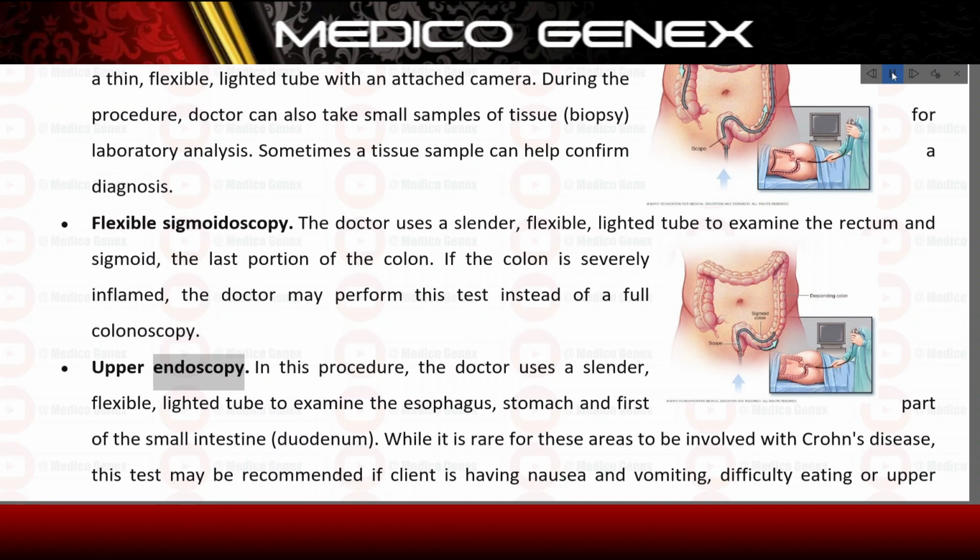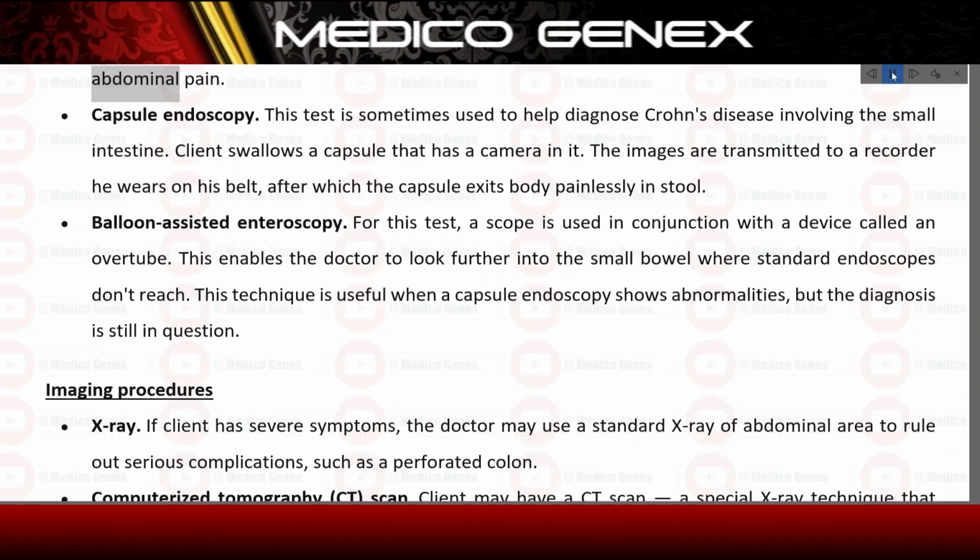Upper endoscopy. In this procedure, the doctor uses a slender, flexible, lighted tube to examine the esophagus, stomach and first part of the small intestine, duodenum. While it is rare for these areas to be involved with Crohn's disease, this test may be recommended if client is having nausea and vomiting, difficulty eating or upper abdominal pain. Capsule endoscopy. This test is sometimes used to help diagnose Crohn's disease involving the small intestine. Client swallows the capsule that has a camera in it.